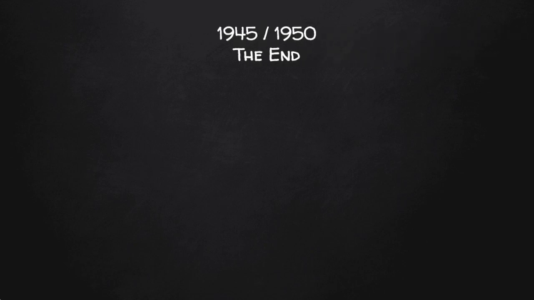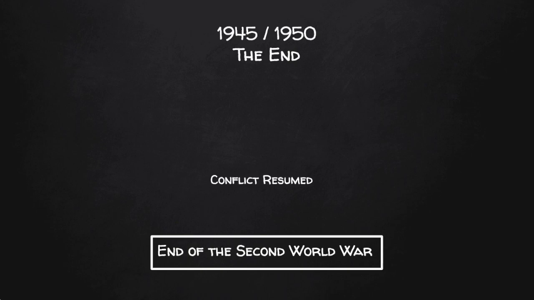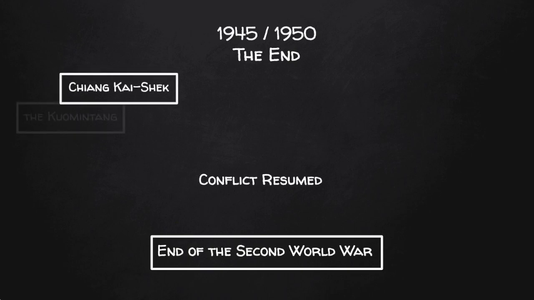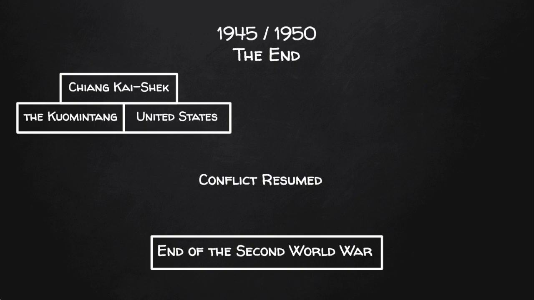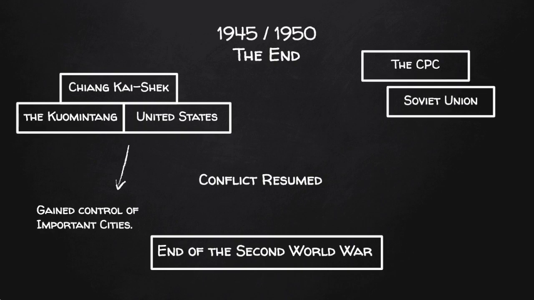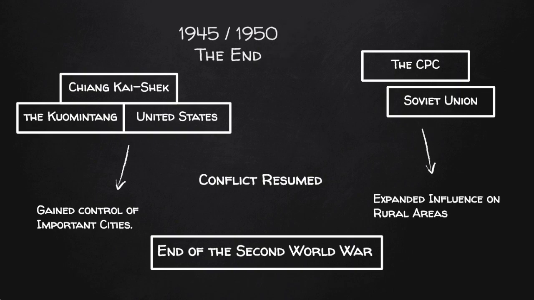The end. With the end of the Second World War, the conflict resumed. Chiang Kai shek and the Kuomintang, now with the full support of the United States, gained control of the most important cities. However, the Communist Party of China, now heavily funded by the Soviet Union, focused on gaining support in rural areas.